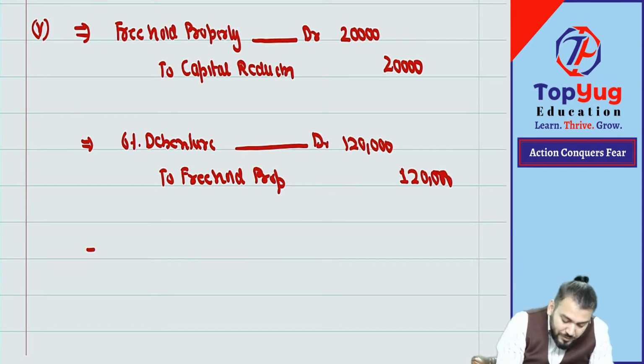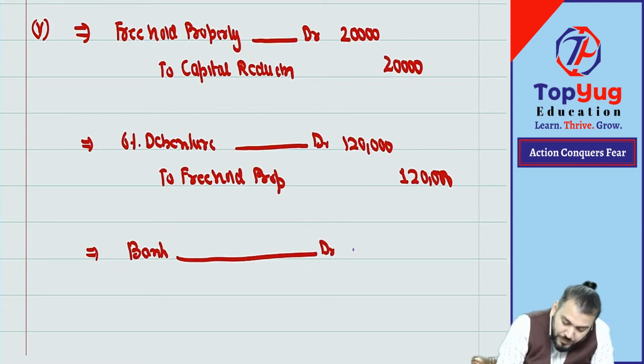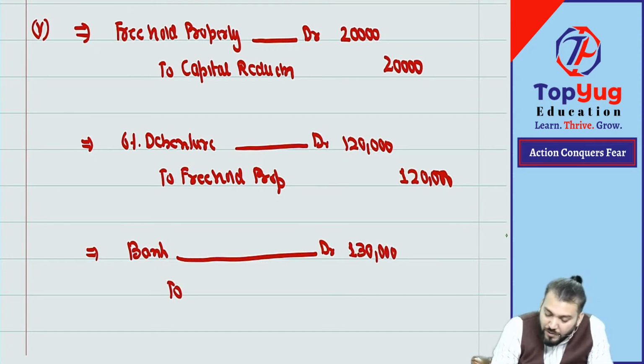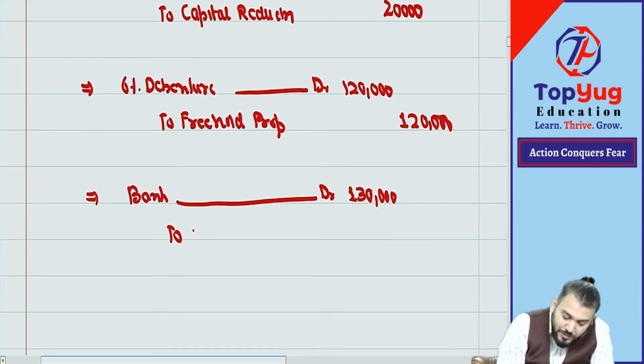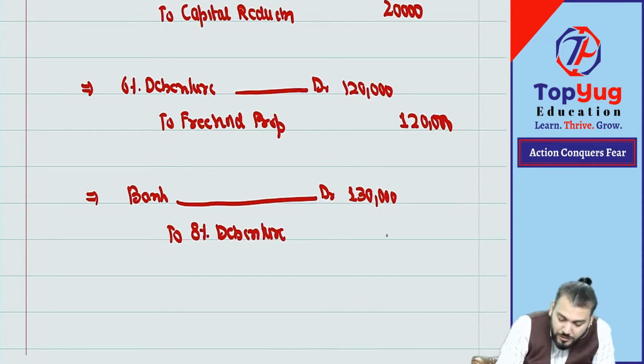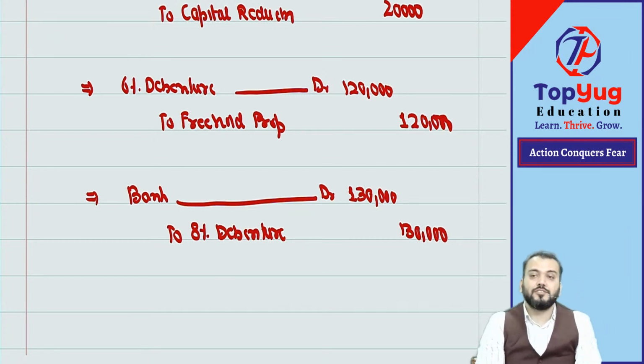And then company will receive cash. Bank account debit how much? 1,30,000. And company will allot what? New debenture at a rate of 8%. New debentures will be issued, 1,30,000. Understood?